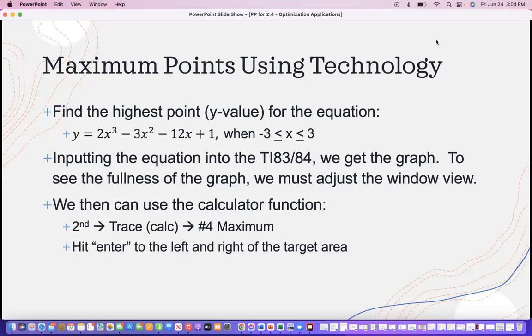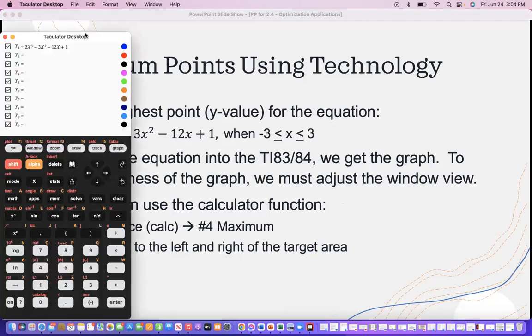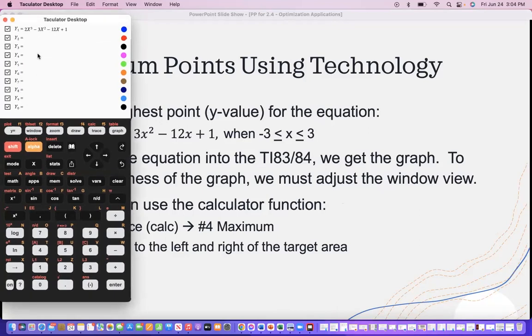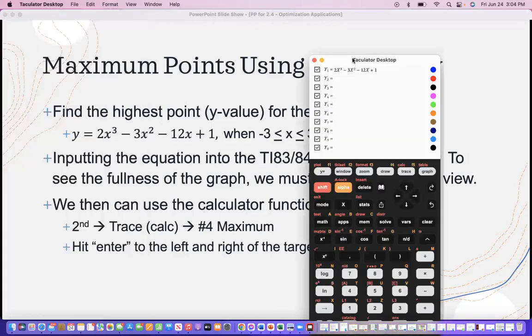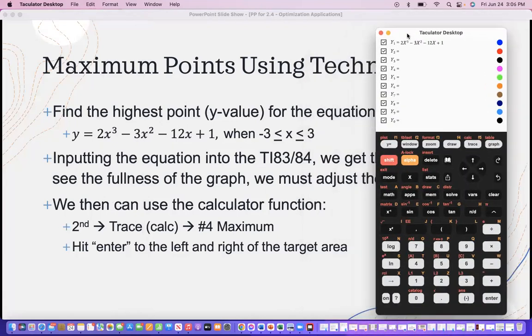First of all, let's review how we can do this using technology. We're going to look at an equation where we're given a very specific direction. We want to find the highest point, or the maximum, which we call a local maximum, for this equation between -3 and +3. On our graphing calculators, we go into y equals and type out this equation: 2x to the third power minus 3x squared minus 12x plus 1. We specifically want to look between -3 and +3.